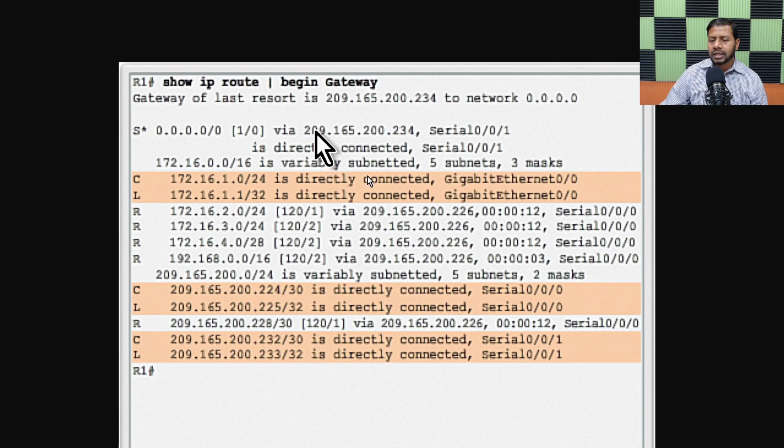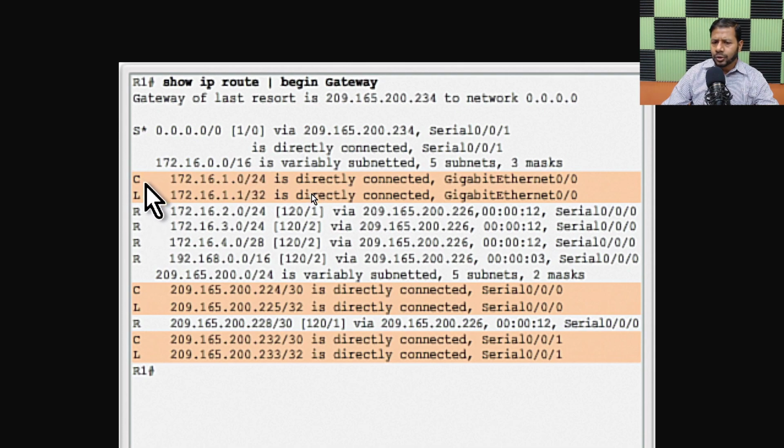Okay, to go to any other network that is not written in this routing table, all other networks in the world that are unknown to this router, for those destinations, the router is going to send the packet to this other router, 209.165.200.234. That's the next hop, the next router. This router's gateway router. And to go to this route, it has to go through this serial interface. That router is connected to my serial interface 0/0/1. That's what it says.